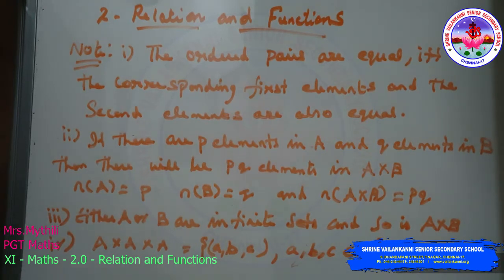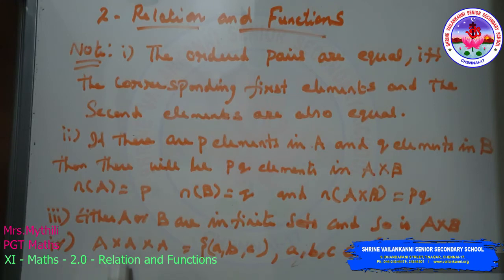Important note: two ordered pairs are equal if and only if the corresponding first elements are equal and the second elements are also equal. If there are p elements in A and q elements in B, then there will be pq elements in A cross B. That is, n of A equals p, the number of elements in the set A, n of B equals q, and n of A cross B equals pq. Third one, if A and B are non-empty sets and either A or B is an infinite set, then A cross B is also infinite.